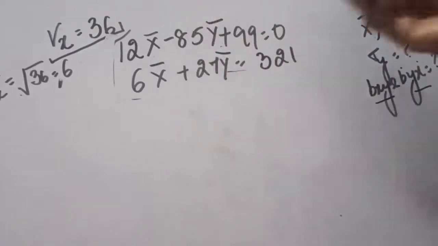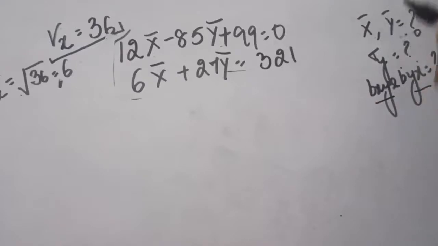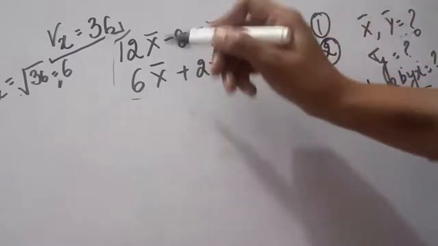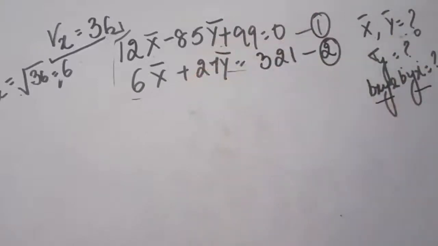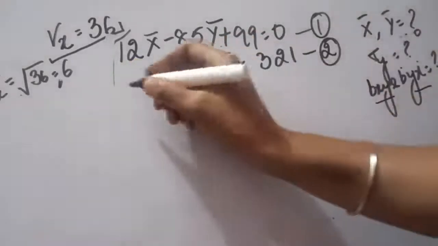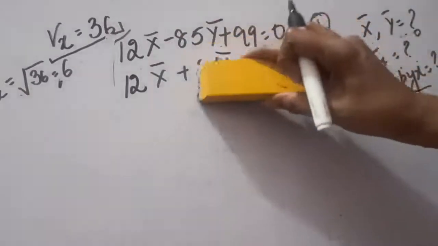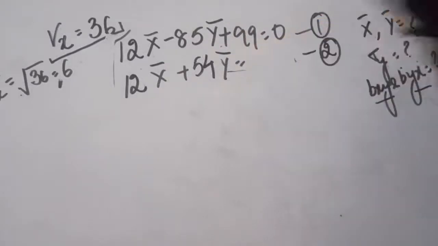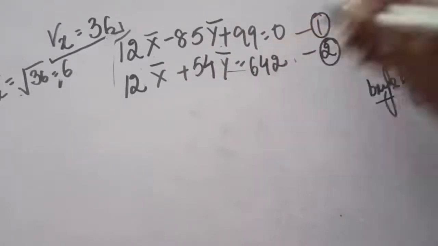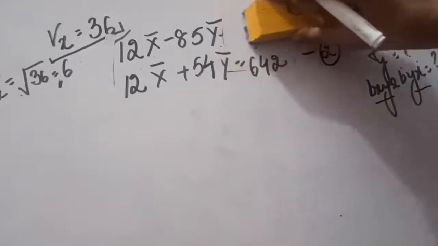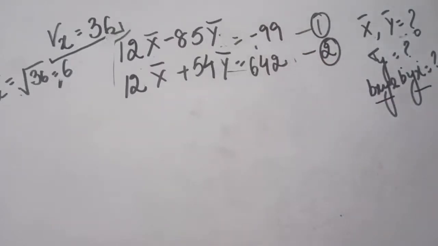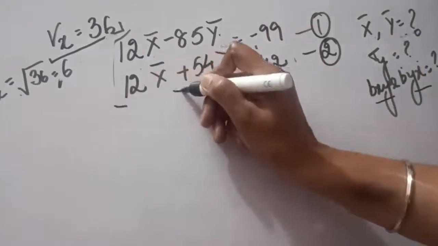Now you can solve these equations very easily, eliminate one variable and calculate the value of the other variable. This is our equation number 1 and this is our equation number 2. To eliminate, I am going to multiply my second equation by 2. It will become 12, it will become 54, and it will become 642. Another thing I would do is take this 99 to the other side, so it will become minus 99. Then we will do equation 1 minus equation 2.